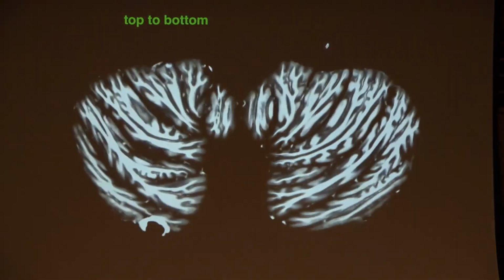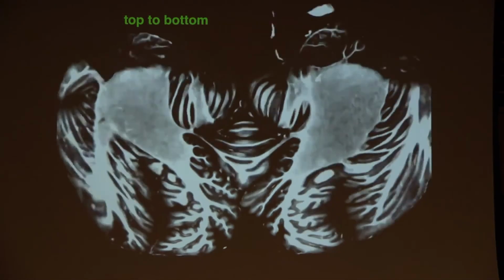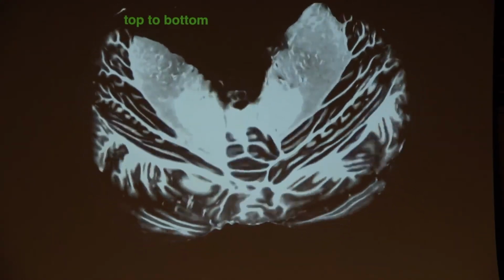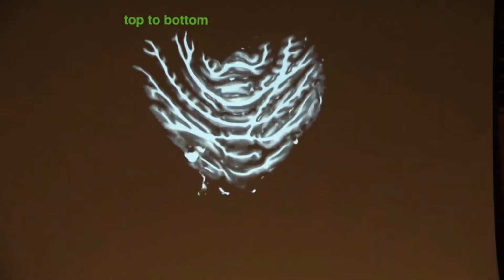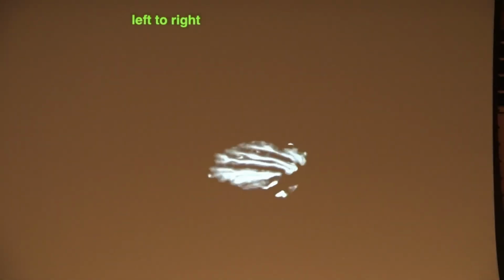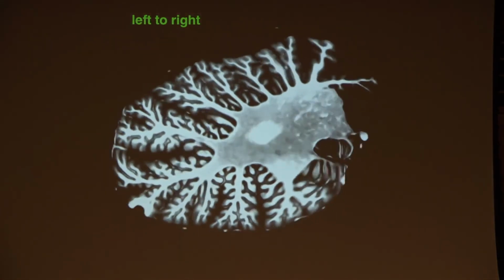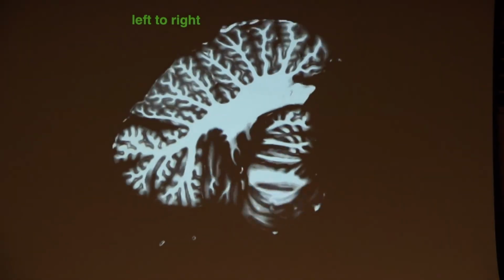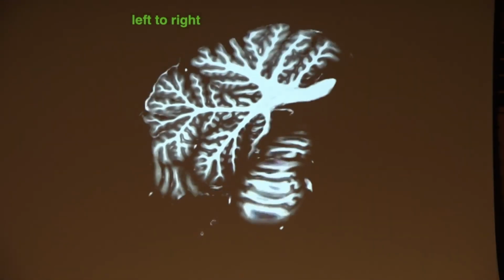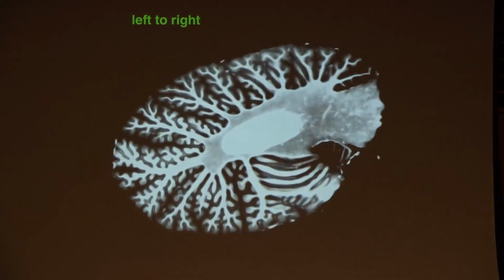Here it is going from the top down. And this was the 512 cubed scan. And here it is going from left to right. You can see that's one of the hemispheres of the cerebellum. You just went through the dentate, and then that's the vermis right there, and now you're in the other hemisphere.